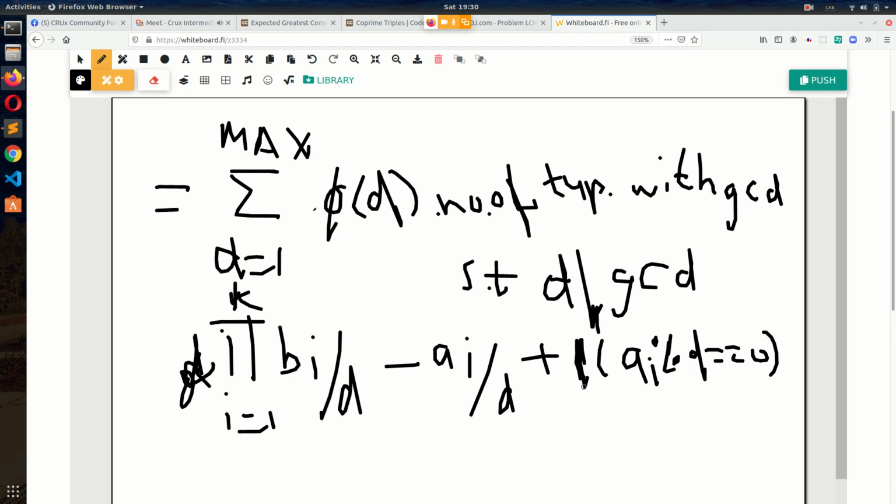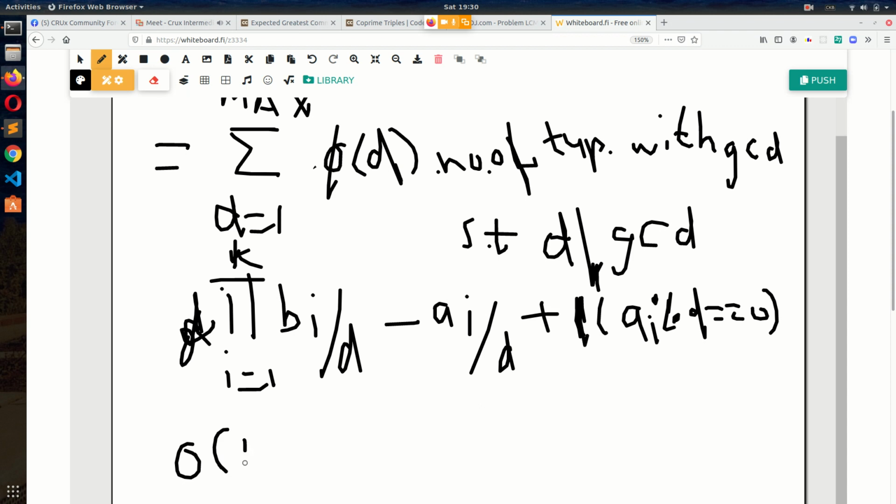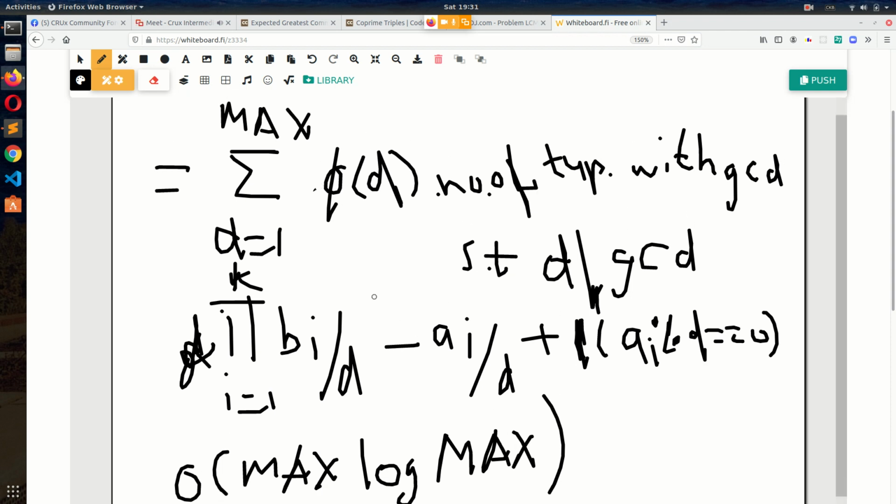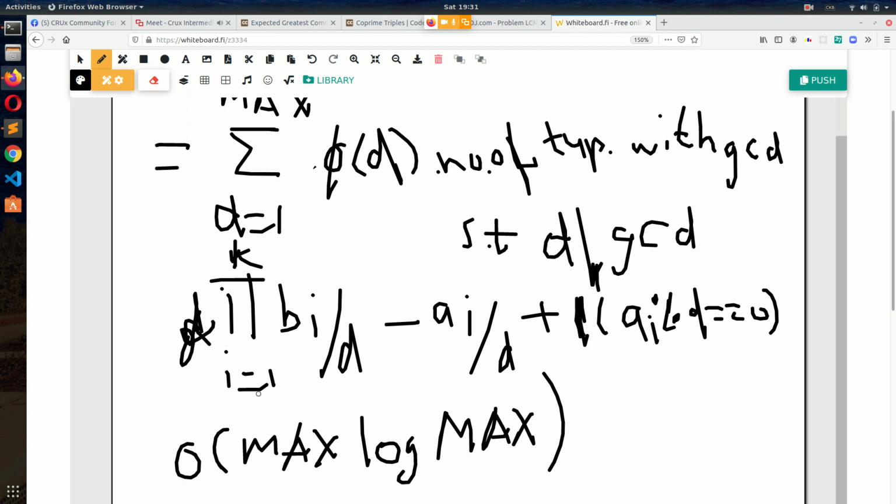So this algorithm turns out to be an O of max into log max algorithm. I'll explain how this log max comes from. When you pre-calculate the phi of D values, you would want to construct a sieve for that. The sieve stuff is pretty simple. The sieve takes O of max log max time, and, I'm sorry, I think it was a brain fart. It should be log of log max over here.